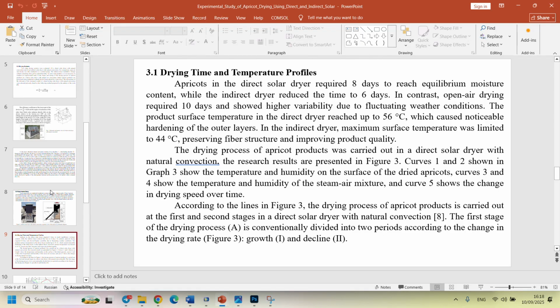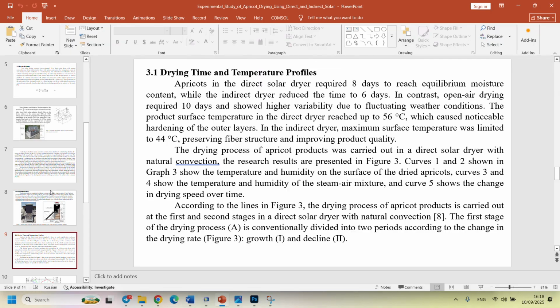The product surface temperature in the direct solar dryer reached up to 56 degrees C, which caused noticeable hardening of the outer layer. In the indirect solar dryer, the maximum surface temperature was limited to 42 degrees C, preserving the fiber structure and improving the product quality.